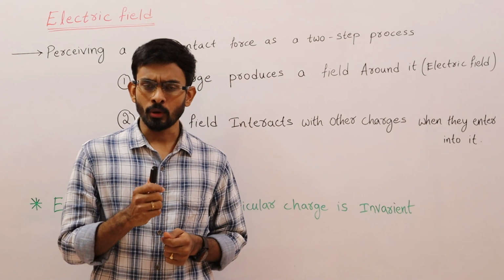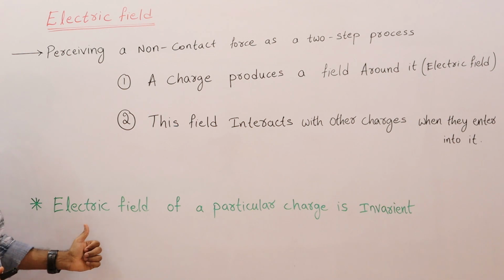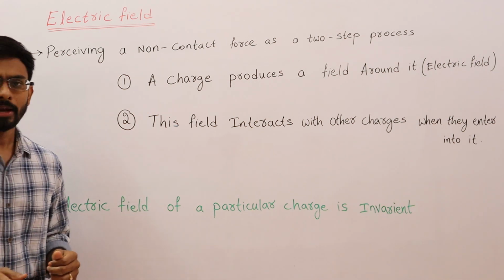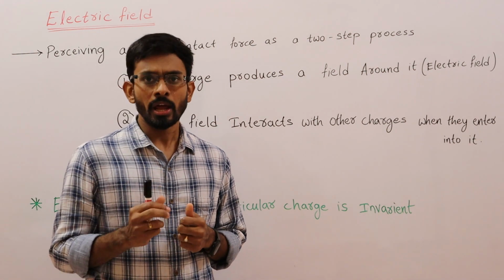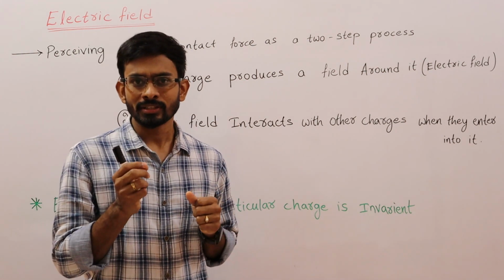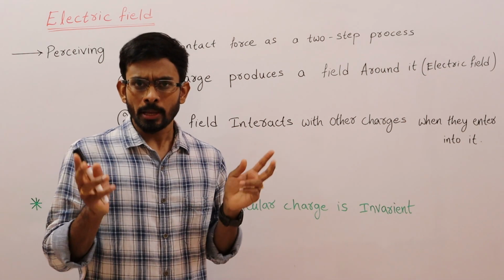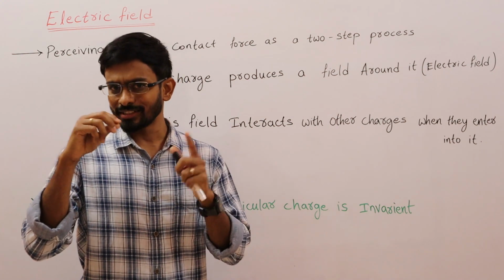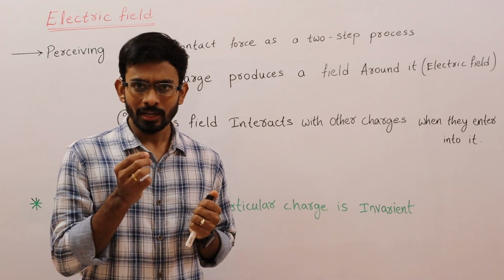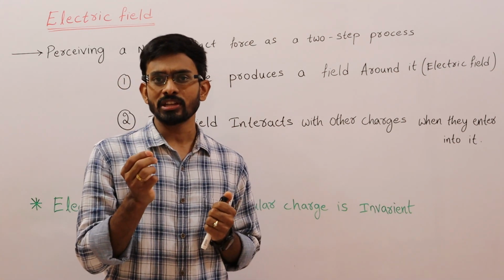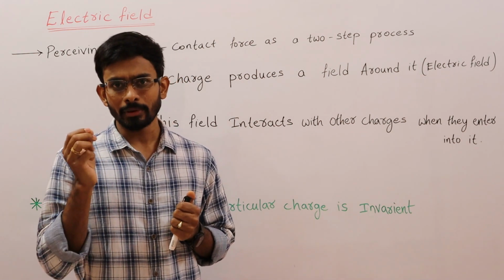Here one important point you should know is that the electric field of a particular charge is always invariant. It means the field produced by a particular charge does not depend on other charges around it as well as the medium in which this charge is present. The net electric field in the space may depend on the configuration of other charges as well as the medium in which the charges are present. But the electric field of a particular charge does not depend on other charges and the medium in which it is present.